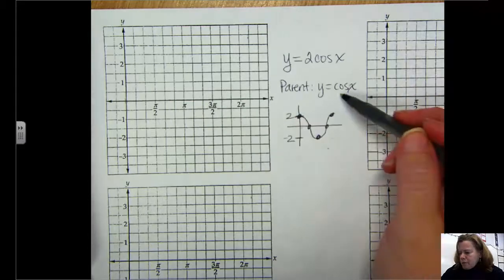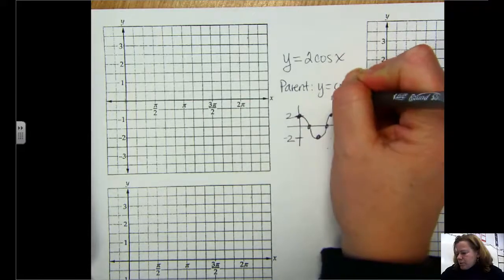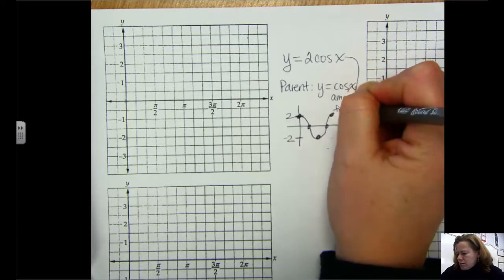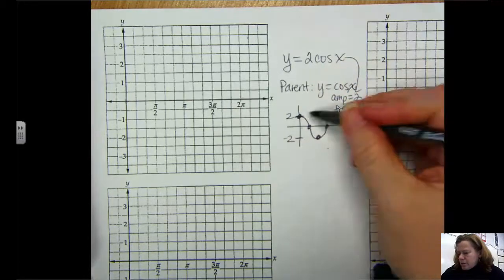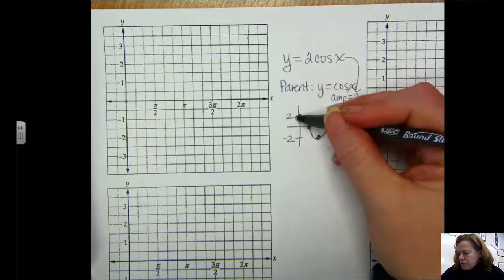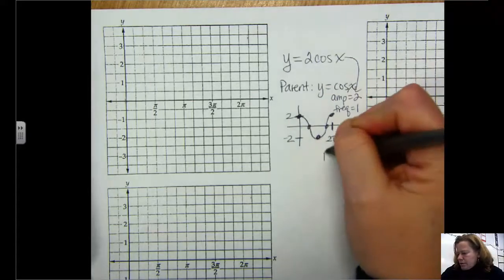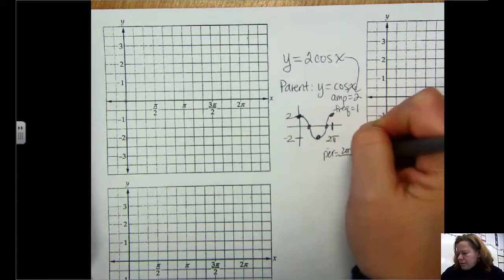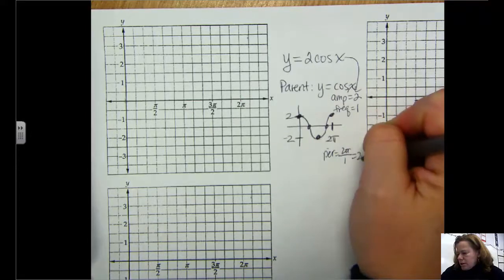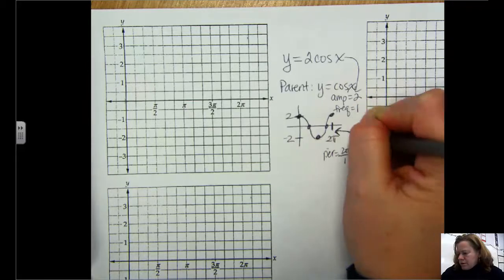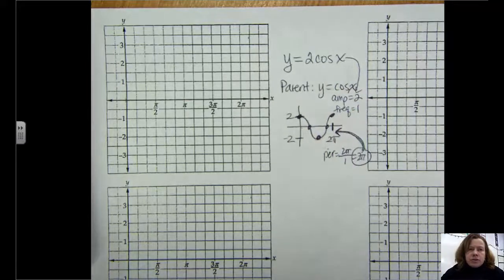Here my frequency, and we need to list these by the way, amp is 2, frequency is 1. So I'm going to see one complete cycle from 0 to 2 pi. So it ends at 2 pi. My period is 2 pi divided by frequency, or 2 pi. Again, your period is the place on your x-axis where your first cycle ends.